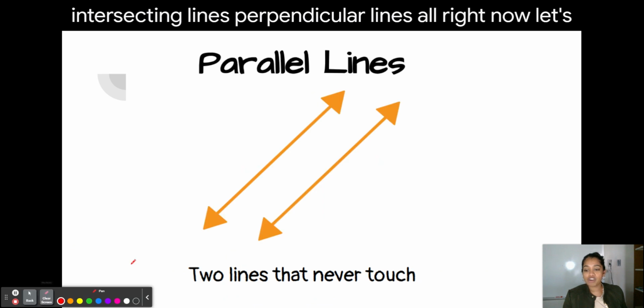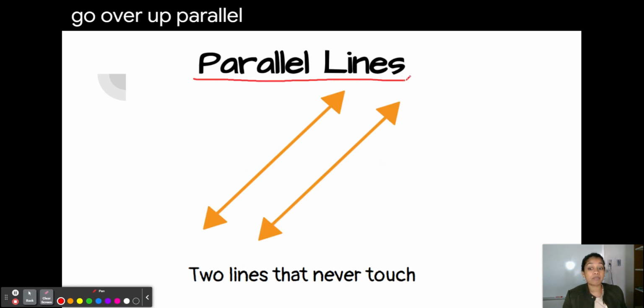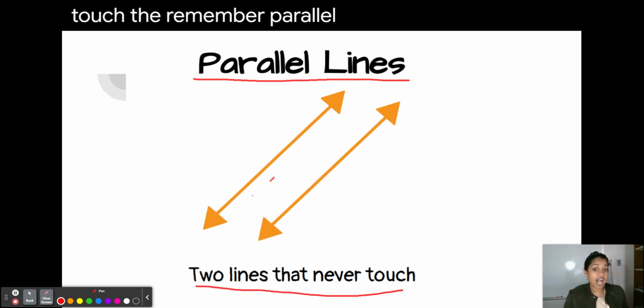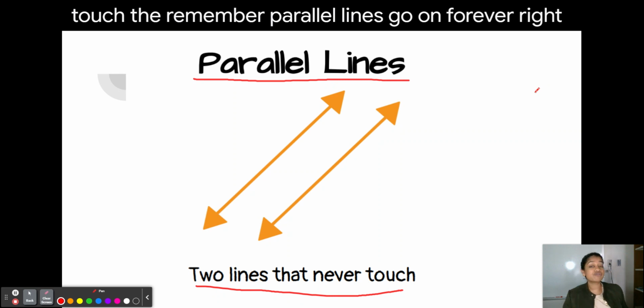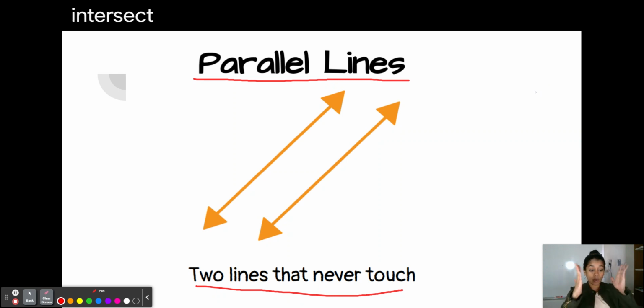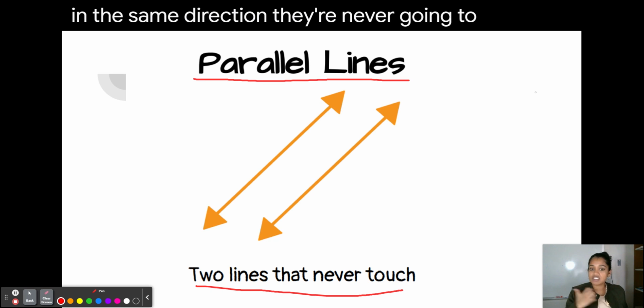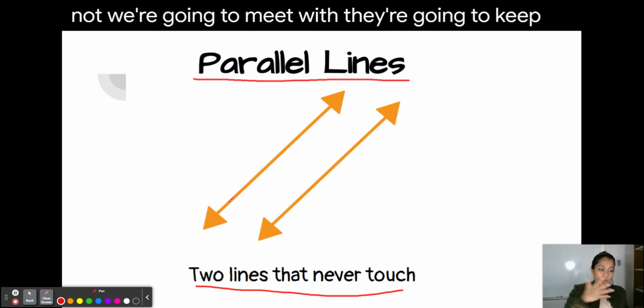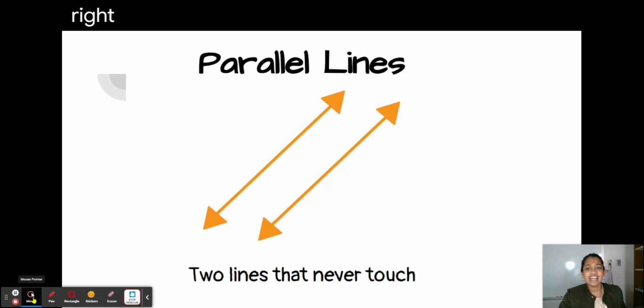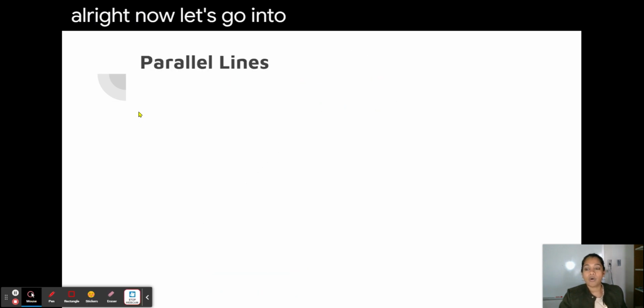All right, now let's go over parallel lines. Parallel lines are lines that never intersect. They're never going to touch. Remember, lines go on forever. So if two lines are parallel, they're never going to intersect, but they're going to run right next to each other in the same direction. They're never going to cross, they're never going to meet, but they're going to keep going on forever and never touch.